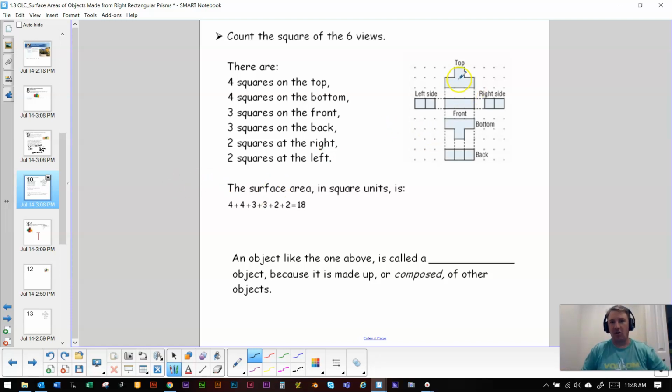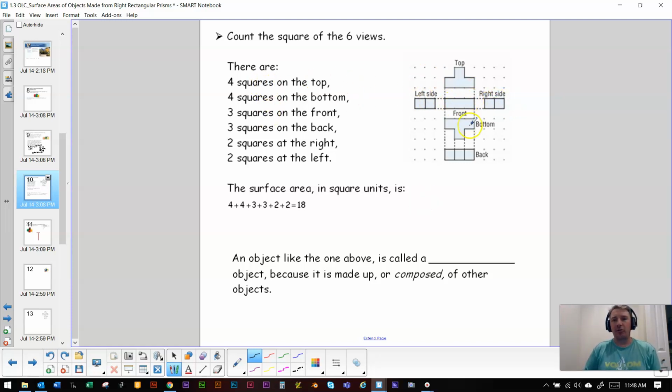If you notice, the top looks exactly the same as the bottom, just pointing a different direction. The front looks the same as the back, except on the back you can just see the lines where they're interconnected, but it doesn't matter. And the left side is really the same as the right side. So you only have to figure out one of the sides and then multiply it by 2 to make sure you get the other one.